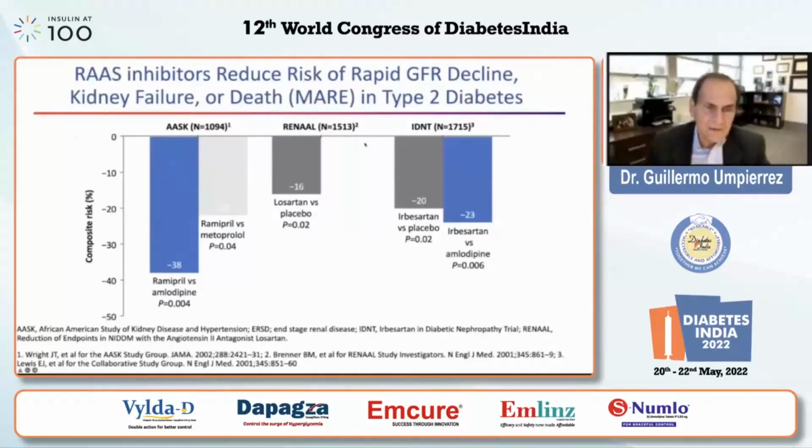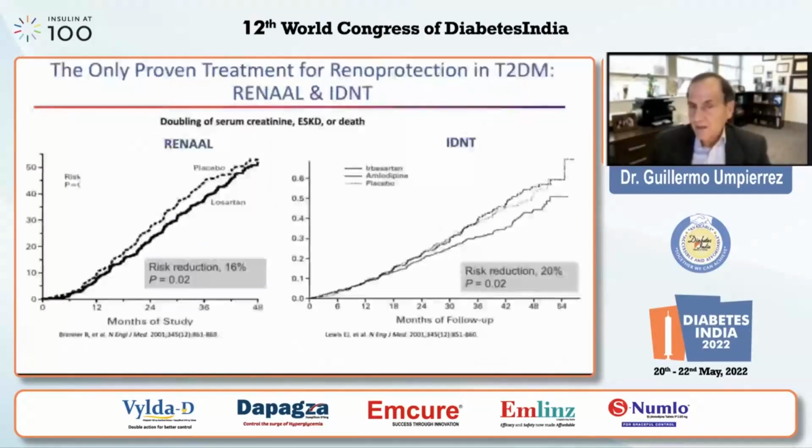There are several studies now that have shown that with ACE inhibitors like ramipril versus amlodipine, a calcium channel blocker, you decrease the risk of proteinuria and kidney failure significantly. So ACE inhibitors or angiotensin receptor blockers have been shown to have a beneficial effect compared to other types of therapy. That is why we recommend that everybody with type 2 or type 1 diabetes who already has albuminuria should be placed on an ACE inhibitor or an angiotensin receptor blocker.